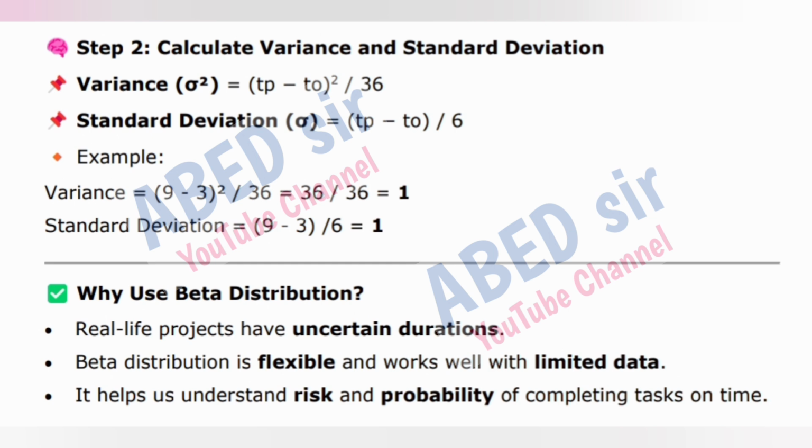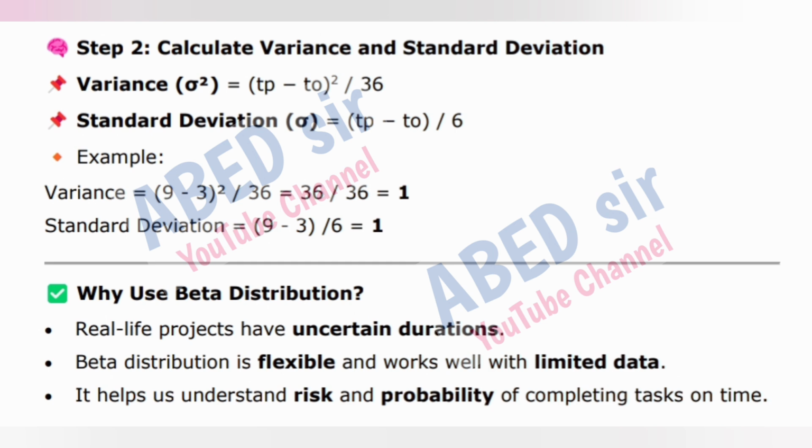Standard deviation, sigma, is equal to (TP − TO) / 6. Example: variance is equal to (9 − 3)² / 36, which is 36 divided by 36, equals 1. Standard deviation is equal to (9 − 3) / 6, which is equal to 1.